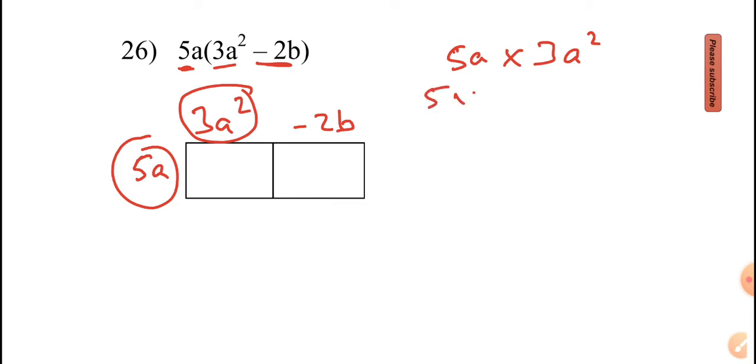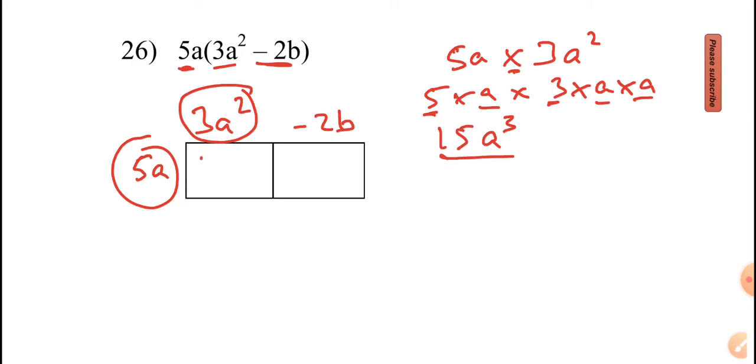It means 5 times a, and 3a squared means 3 times a times a, and with the times sign there, put times sign here. They're all multiplying each other, so we can just do 5 times 3 is 15 first, and then a times a times a is just a cubed. So 15a cubed, we can write it here.